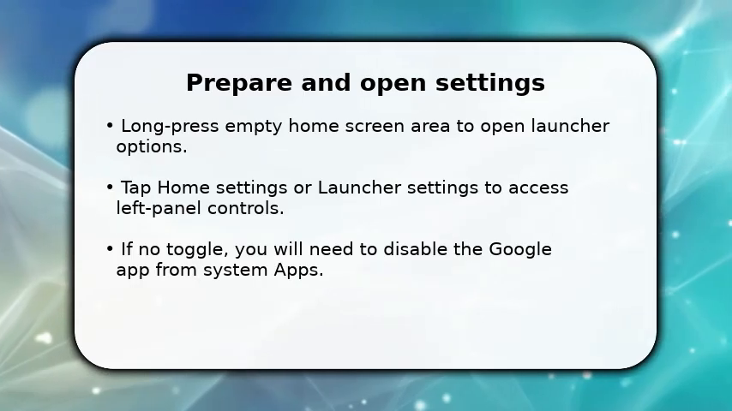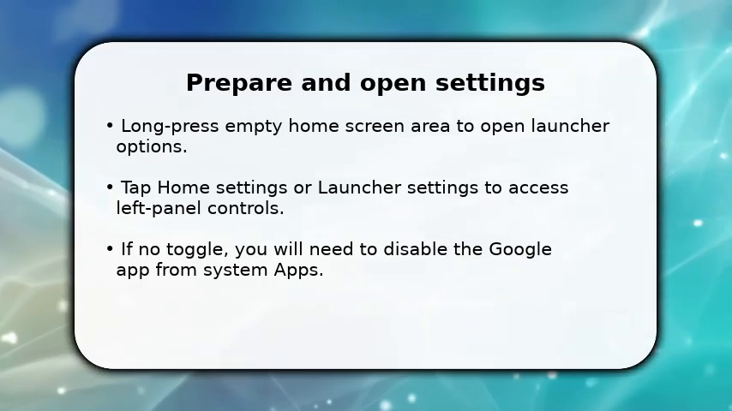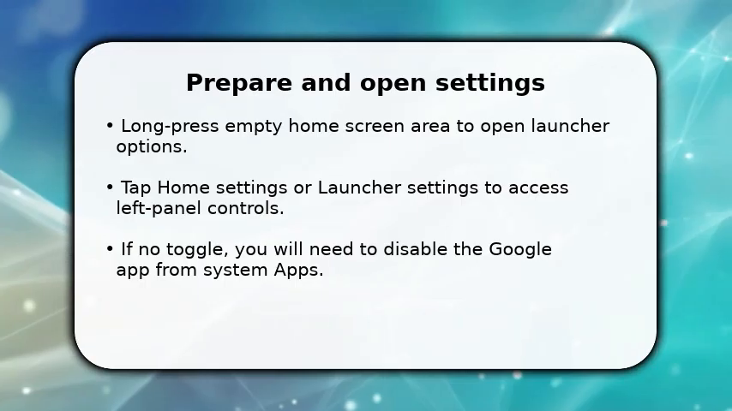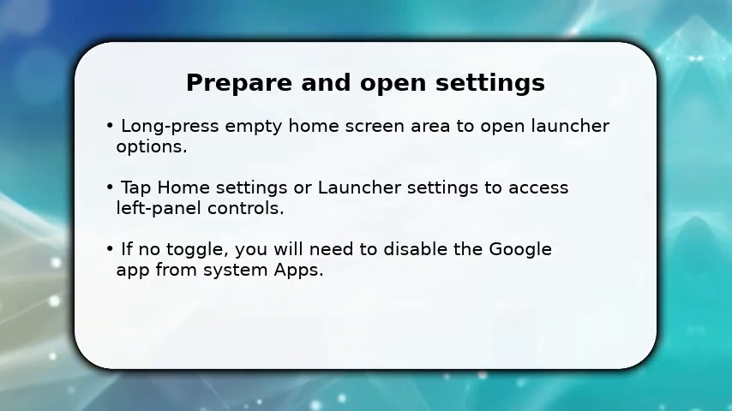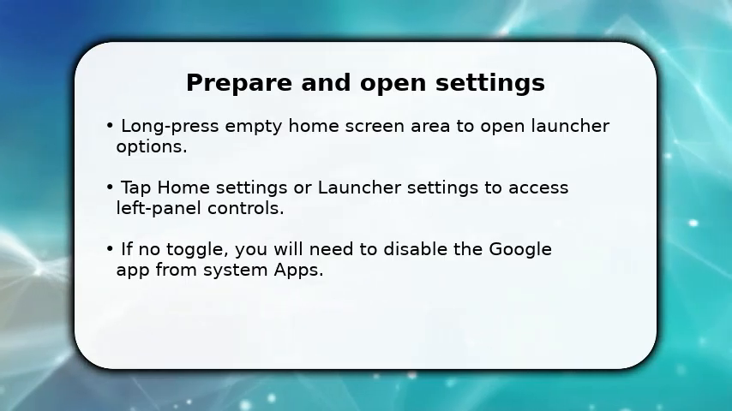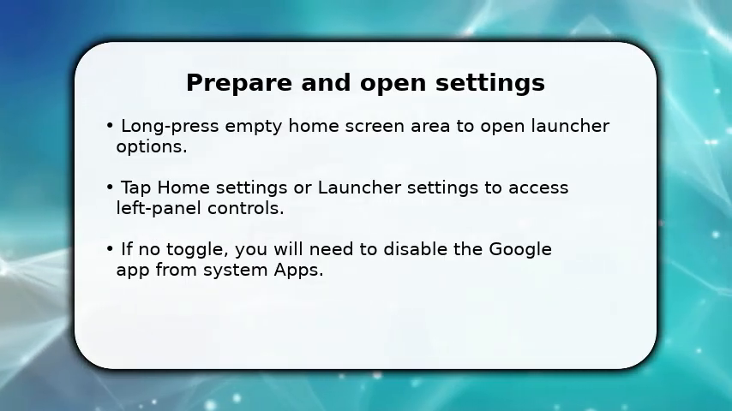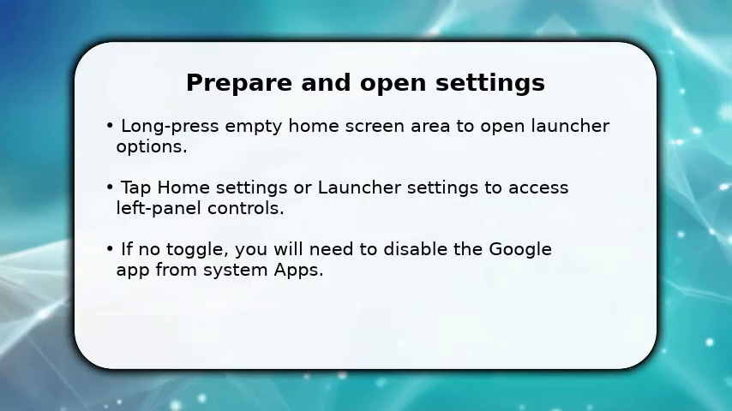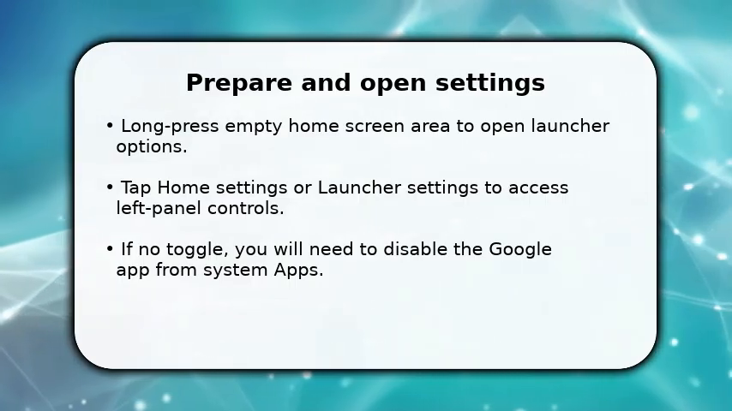You'll start by accessing the launcher controls so you can remove the leftmost Discover panel. Long press a blank area on the home screen and choose Home Settings or Launcher Settings. If you see a toggle for the left panel or Smart Assistant, turn it off now to remove Discover immediately. Once done, check the leftmost screen.